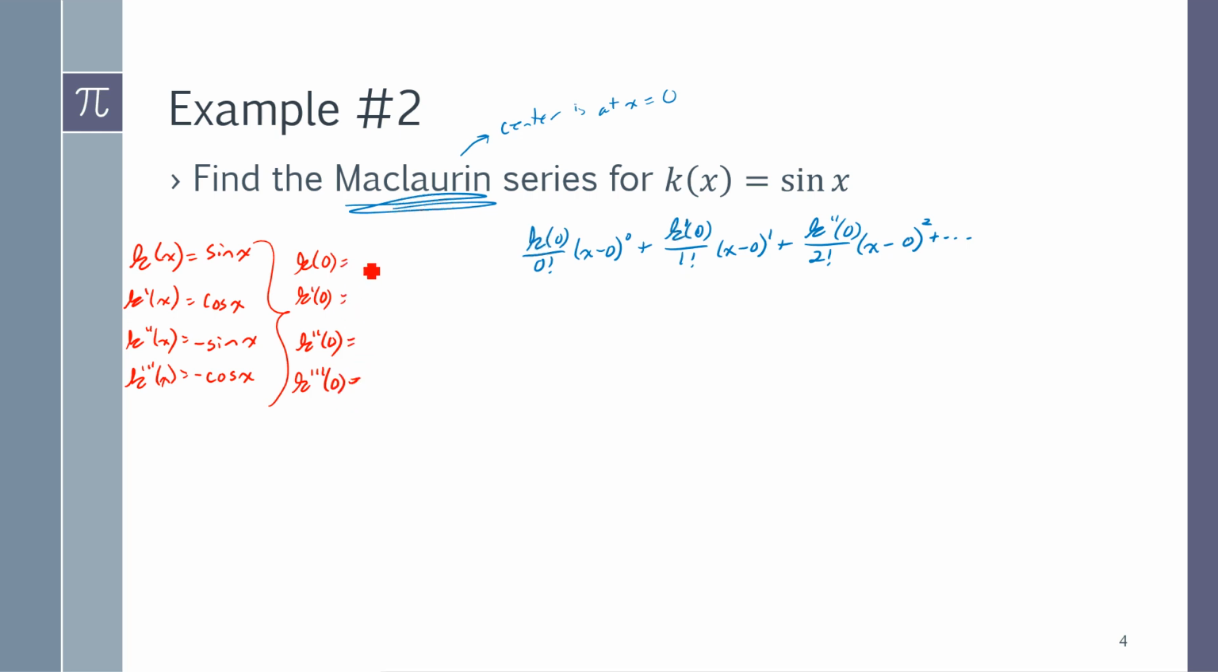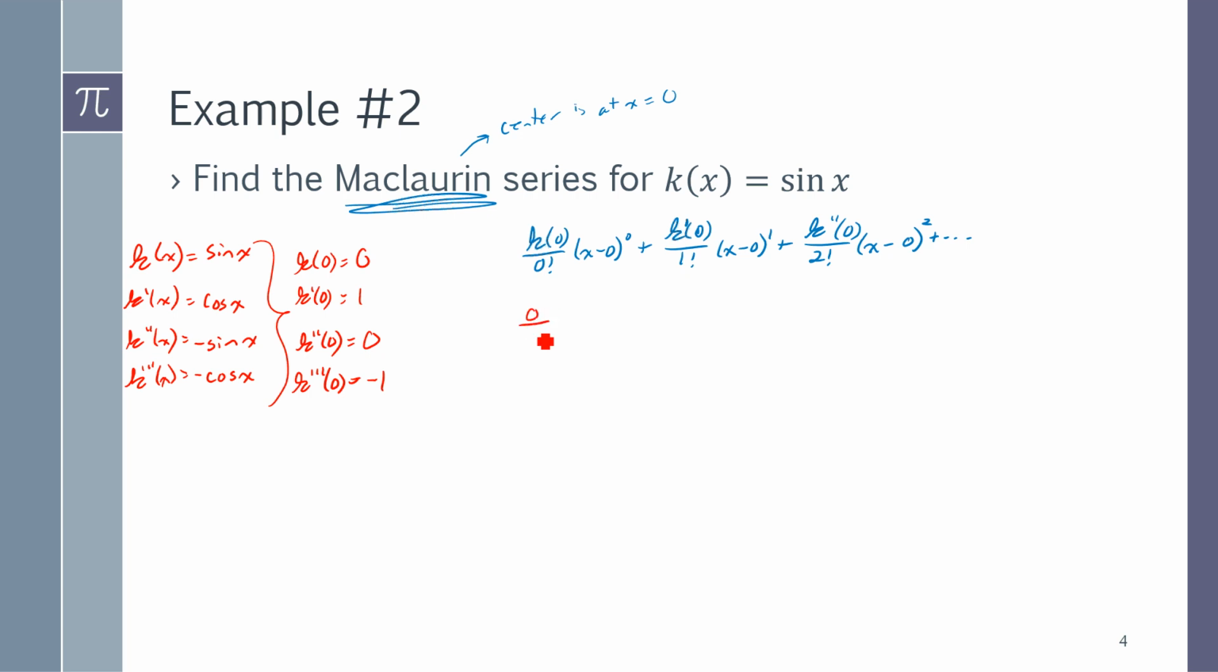Well, the sine of 0 is 0. Cosine of 0 is 1. Negative sine of 0 is 0. Negative cosine of 0 is negative 1. So I can go ahead and start plugging these in. I am going to simplify the x minus 0 part as I do this.